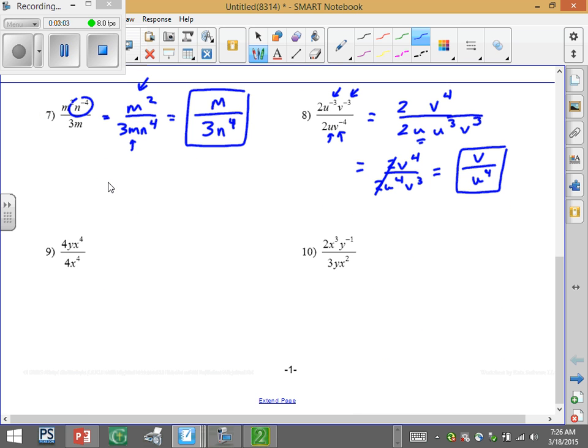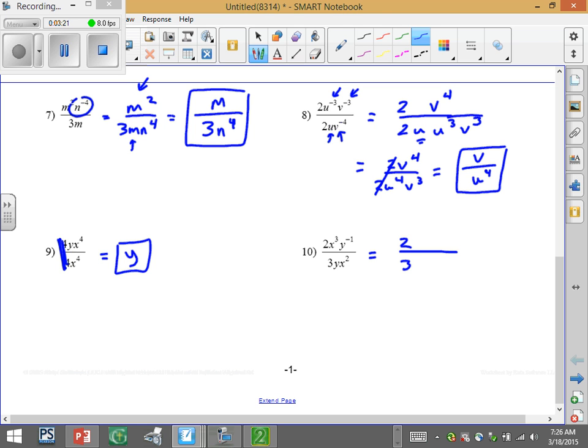Number 4, here we don't have to worry about moving anything before we start simplifying, but those 4's will cancel. And then 4 x's in the top, 4 x's in the bottom. All that would cancel and leave me with just y in the numerator.